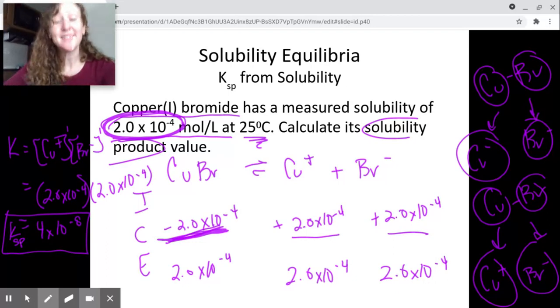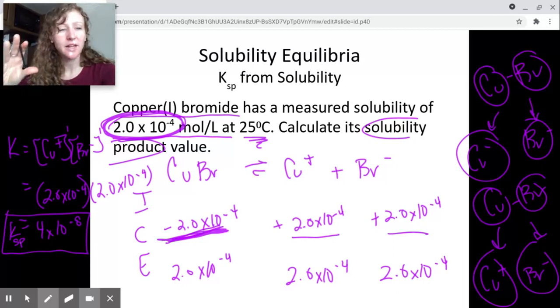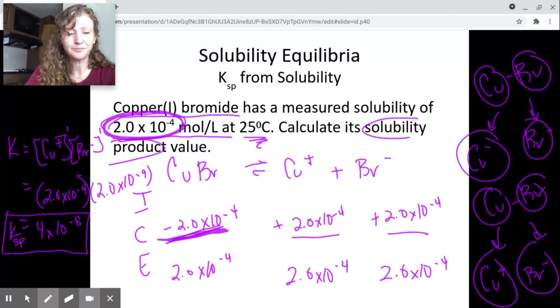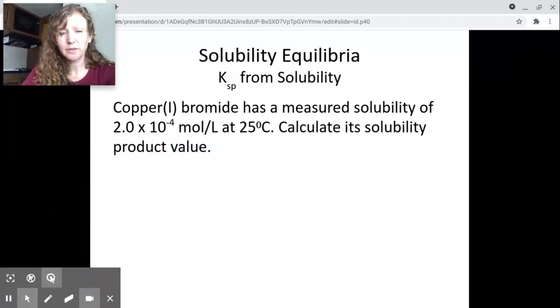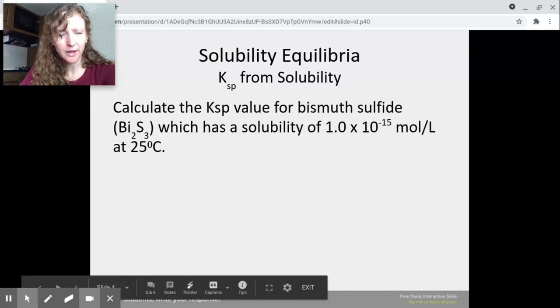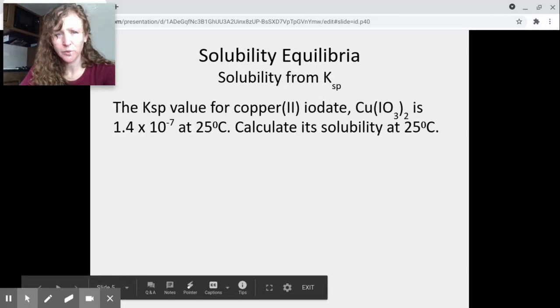Like I said, this is a super straightforward equilibrium problem as long as you can pull out these definitions. What is solubility? What does that mean on the ICE chart? What is the solubility product constant? If you know these terms, then the problem's very straightforward. If you're confused about these terms, it's a very complicated problem. When we get back together, we'll do a couple of practice problems with that.